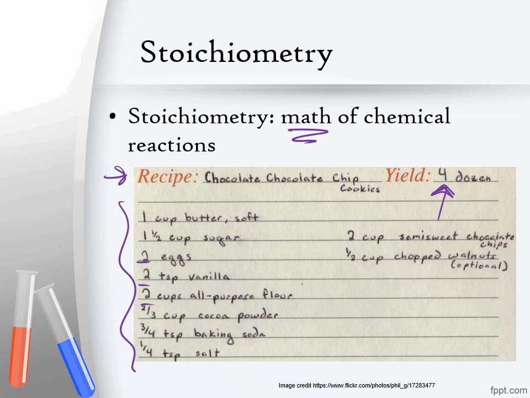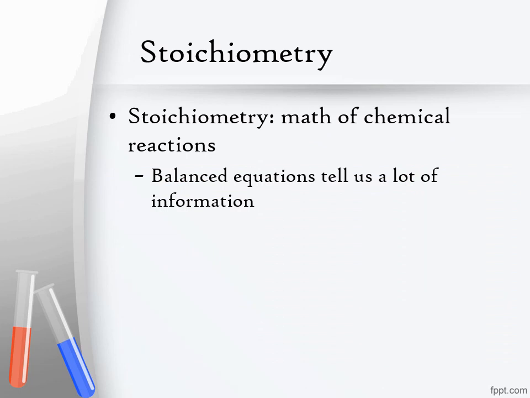And just like with our recipes, we can scale things up or down. This particular recipe makes 4 dozen cookies. If I wanted 8 dozen cookies, then I could just scale all of my ingredients up to figure out everything that I needed to make those 8 dozen cookies. We can do the same thing with balanced equations, which is exactly what we're going to do today.